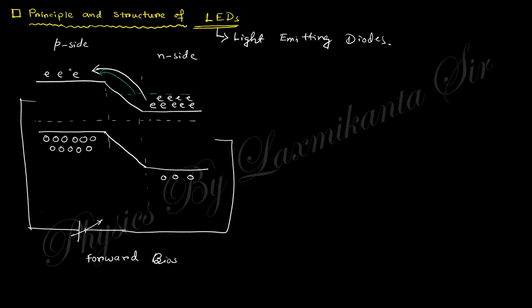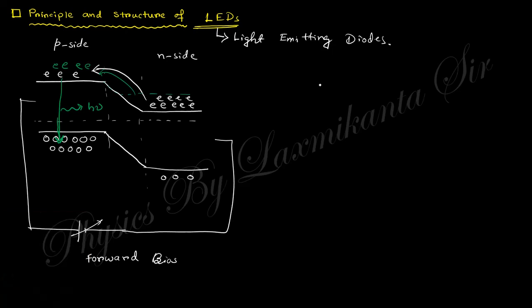So this electron comes to this hole for recombination, and during this recombination it emits some energy, and this energy is in the form of light. Then this is called the LED. In a normal diode, this energy comes in the form of heat, but here the energy comes in the form of light. That's why this is called LED.